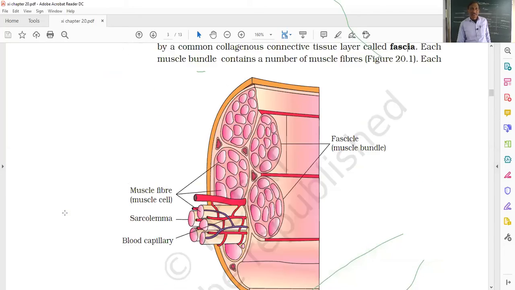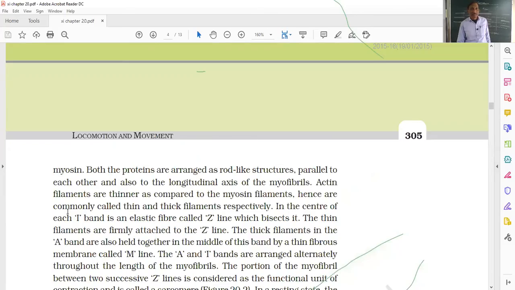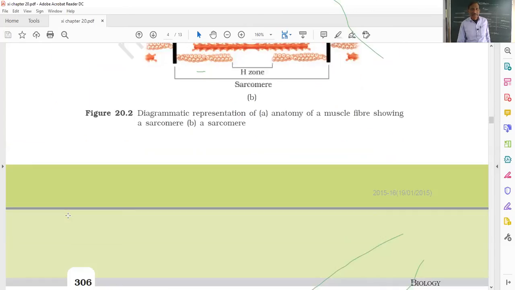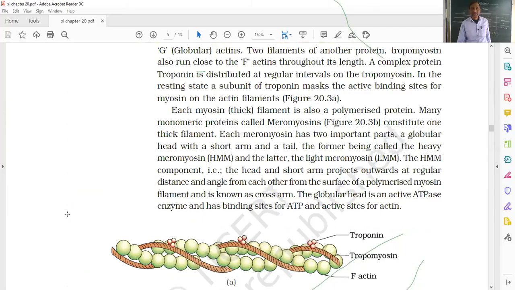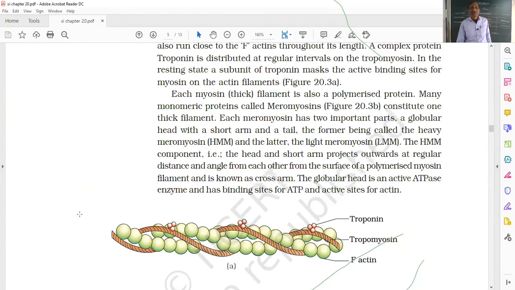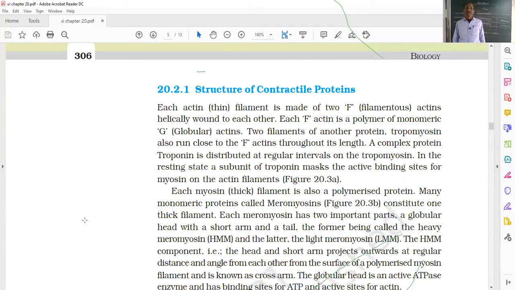Okay, so these two diagrams you have to learn, you have to remember, and these will definitely come in the exam. Definitely means definitely, not necessarily. Now the actin and myosin fiber, how they are, what they look like.